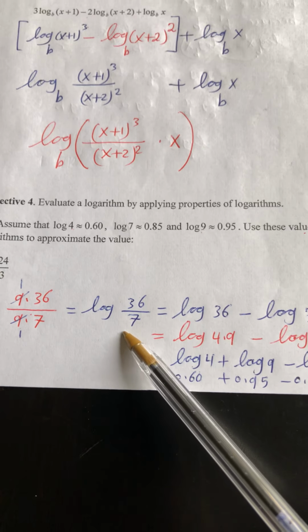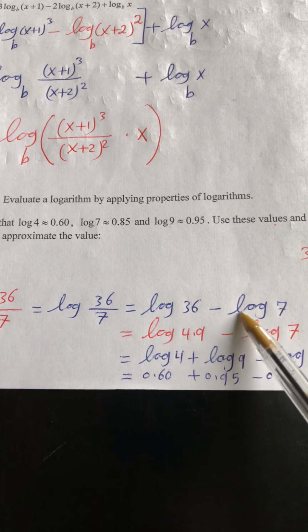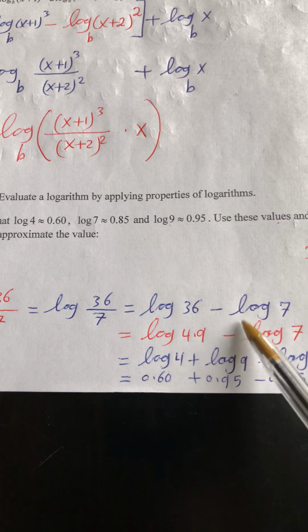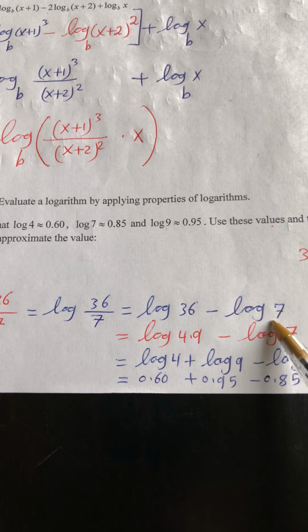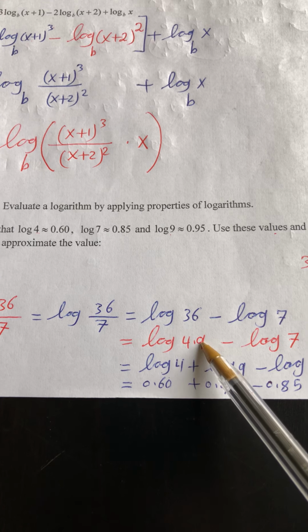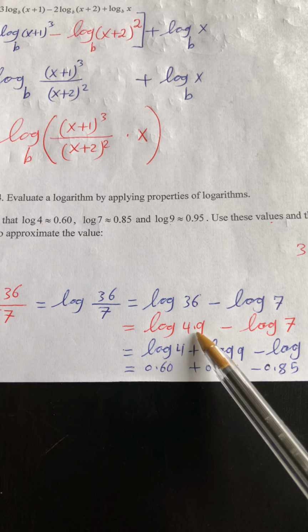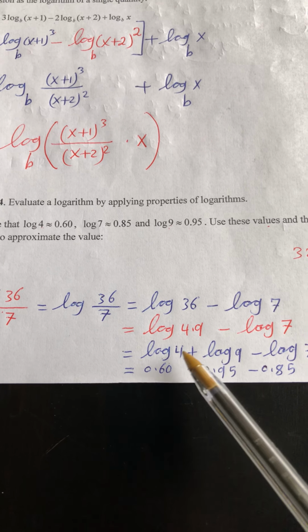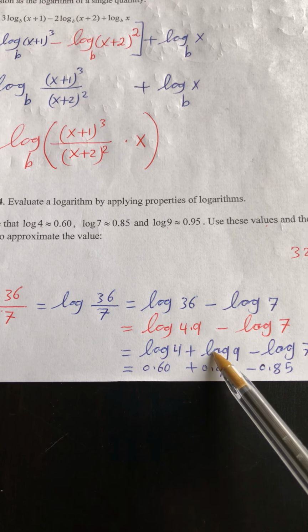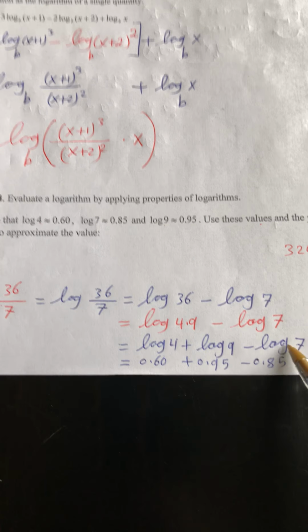Now, log of the quotient, we can rewrite it as the difference of 2 logs. This is equal to log 36 minus log 7. 36 is 4 times 9. Now, log of the product 4 times 9 is the sum of two logs, so log 4 plus log 9. Then keep minus log 7.